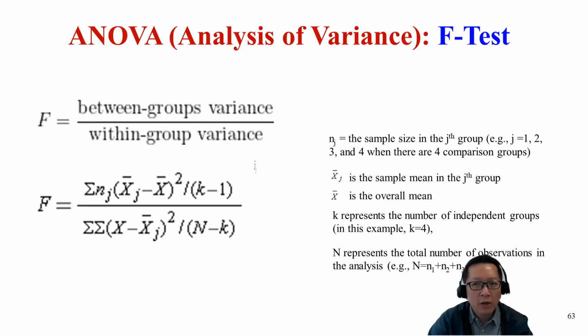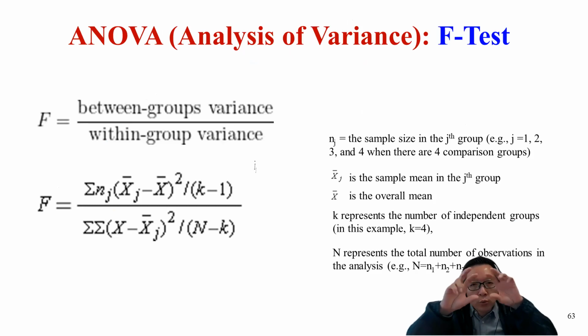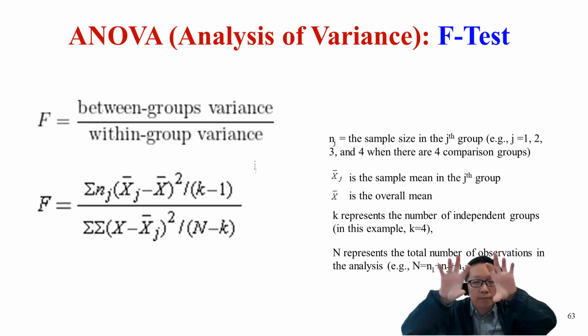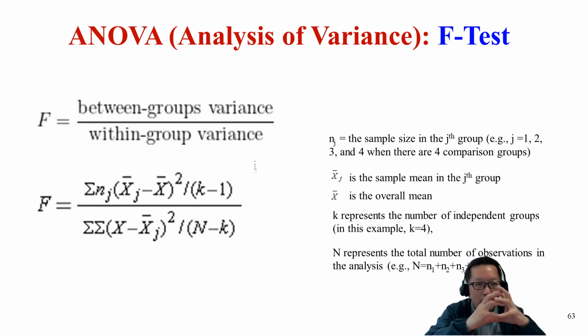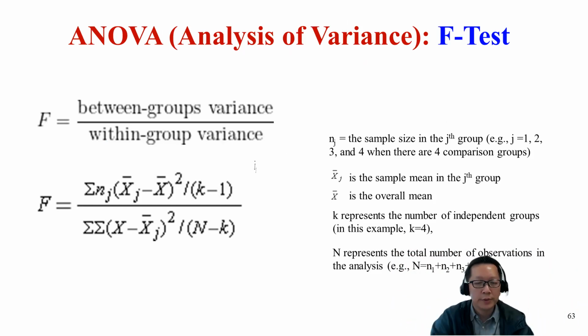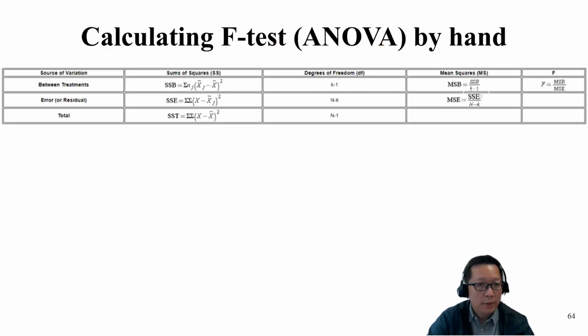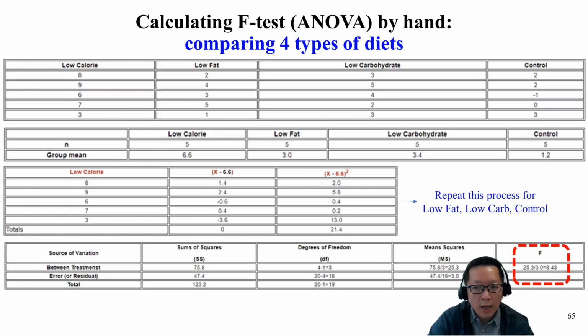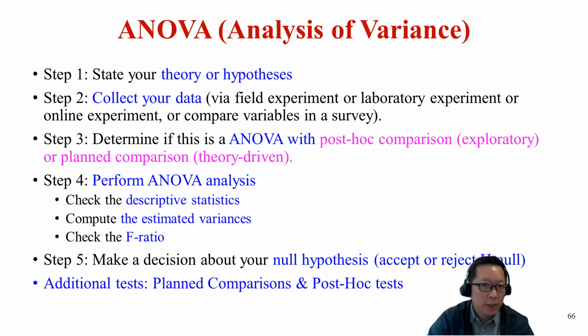ANOVA stands for analysis of variance. So the F-test is basically comparing the between group with the within group. Within group is within that group. So let's say you have a group, you have people there. So you compare the between the groups and the within the groups. There's a certain formula, but you don't have to calculate this by hand. You can also do it by Excel if you want, but you don't have to. And it will give you the calculation.